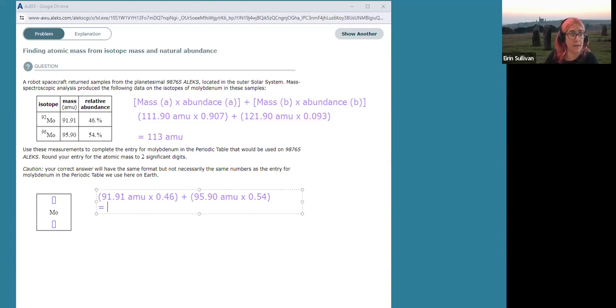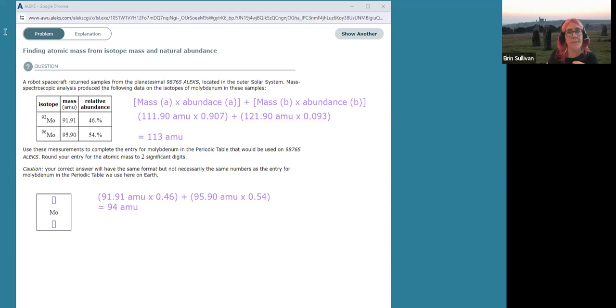So I'm expecting, we've got kind of similar amounts of both. It should be somewhere mostly in the middle between 91.9 and 95.9, right? So it's going to be about 93.5, 94-ish. Yeah, 94.0646 and so on AMU, but of course I've only got to give it to 2 sig figs, which would be this. So 94 AMUs is the solution to that one.